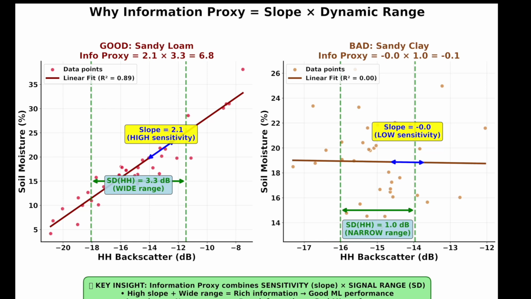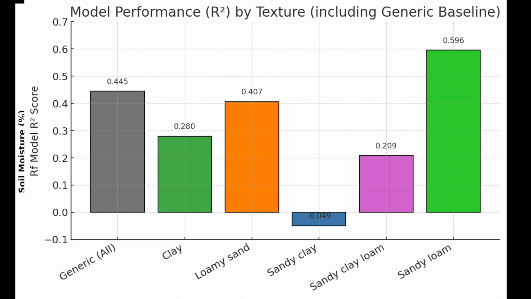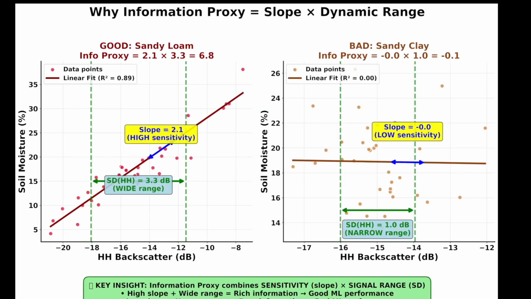This will help us understand why some soil gives a better machine learning model or a high correlation, like in our case, the Sandy Loam. Think of this like simple cartoons, not actual data. They are just here to explain the idea.